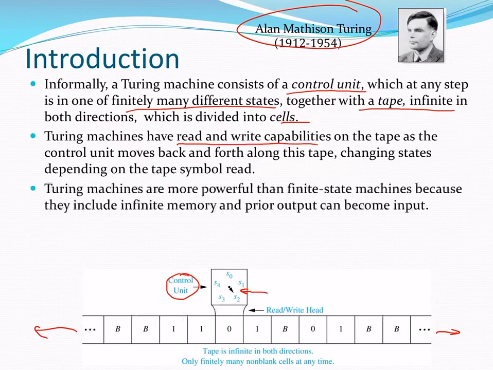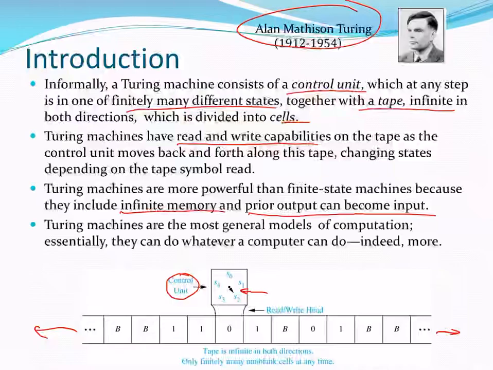They're more powerful because of that infinite memory represented on the tape, unlike finite state machines, which have only finite memory. And also because prior output can become input, which gives these a greater power than finite state machines. And they really are the most general models of computation. They can do whatever a computer can do, but actually they can do more because of that infinite memory capability.